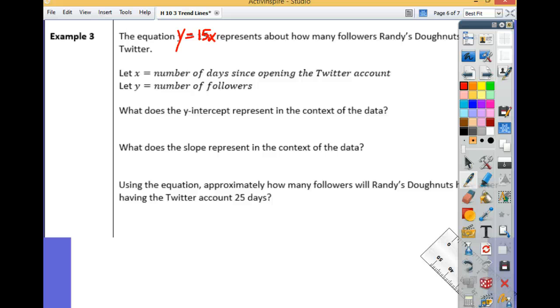So instead of Sandy's Donuts, it's Randy's Donuts, and they decided to start a Twitter account. X represents the number of days since they were open. Y is the number of their followers. So what does the Y represent in the context of this data? What is Y? That's how many followers they have.